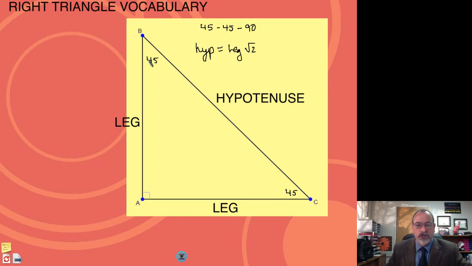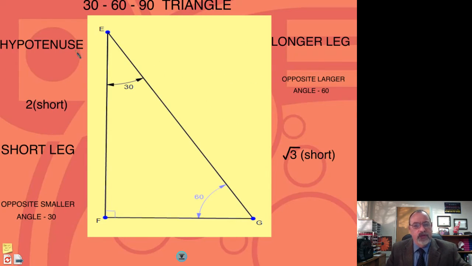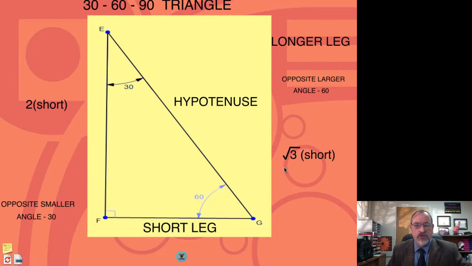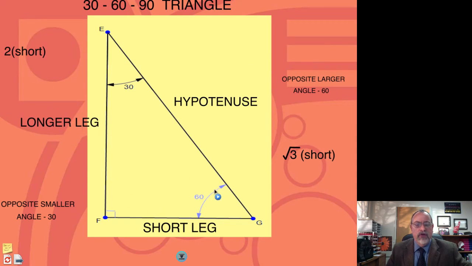Alright, let's look at the other special triangle we had. The other special triangle that we had was the 30, 60, 90 triangle. We still have our 90-degree angle, so we still have our hypotenuse, but now these angles are different measures, so the sides are different measures. And if you remember from geometry, the longer side is opposite the bigger angle. So 60 is larger than 30, so the side that's opposite 60 is longer than the side that's opposite 30. So this is what we call the shorter leg, and then this one would be the longer of the two legs.